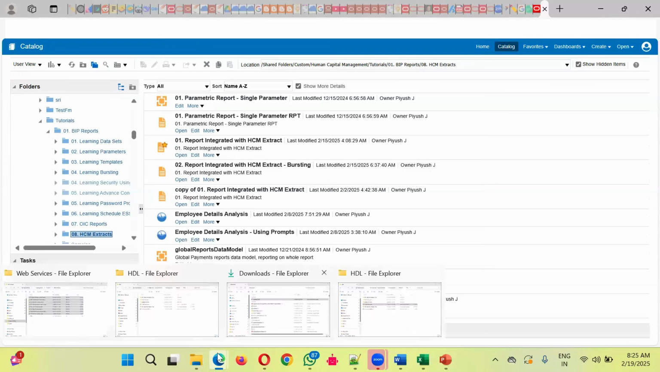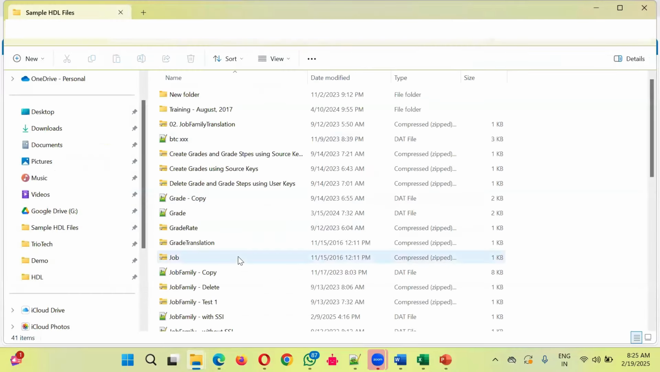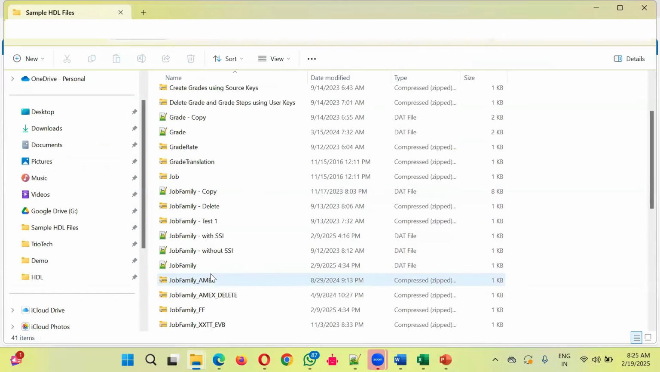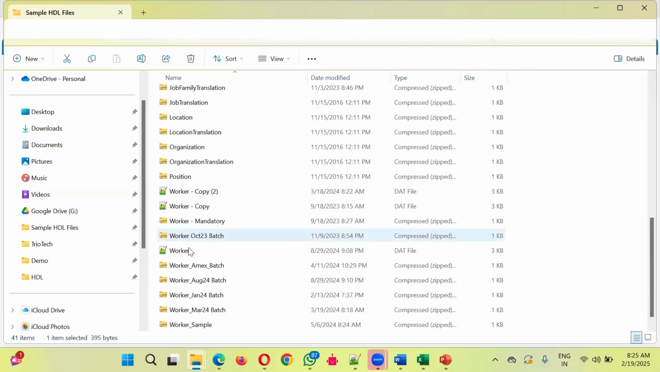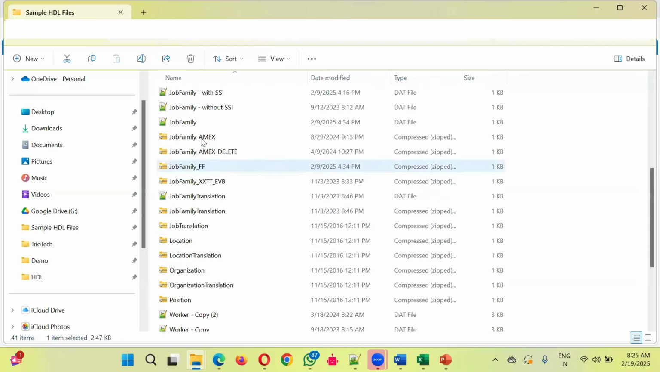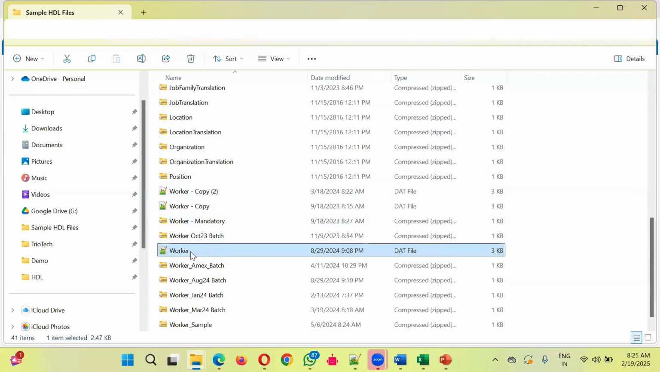Guys, when we learn to load the data, we have all the samples to load job, grade, position, job family. Once we learn the technology and understand how to prepare the data, we learn to load the job family and worker. Job family is the simplest business object to be loaded through HDL, and worker is the most complex. So we are starting with job family and reaching the worker level. Okay. Everything we will demonstrate practically. Clear, guys?